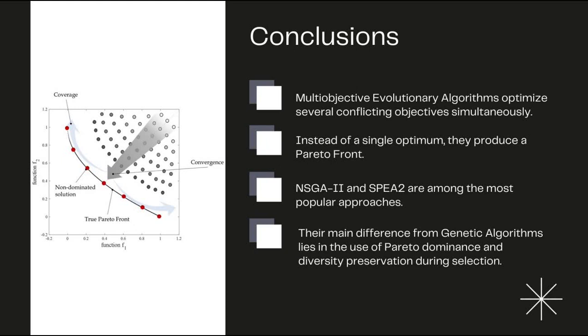These tools are especially valuable in engineering, transportation, machine learning, robotics, economics, and planning because these areas often involve objectives that compete with each other. By offering a set of balanced solutions rather than imposing a single answer, multi-objective evolutionary algorithms help decision makers understand trade-offs and choose the alternative that best fits their priorities.